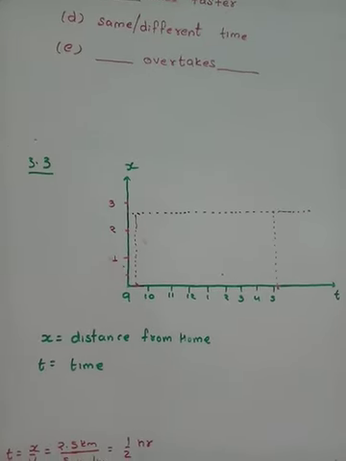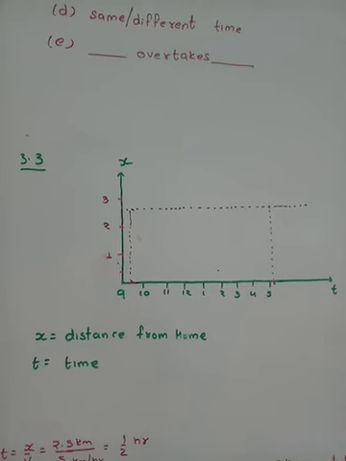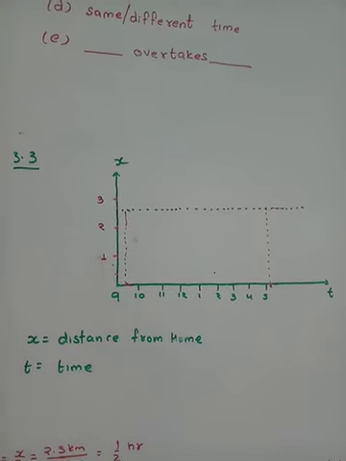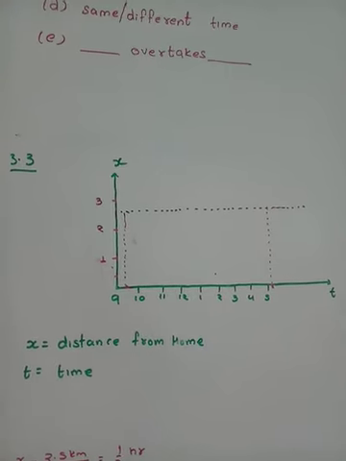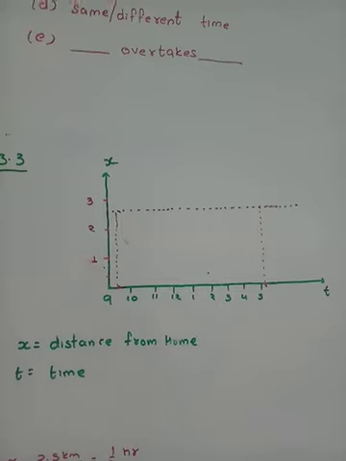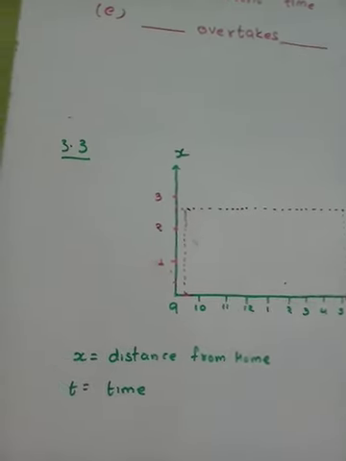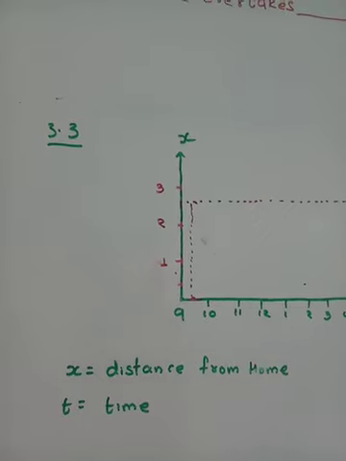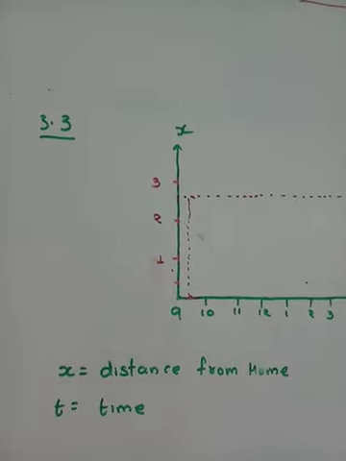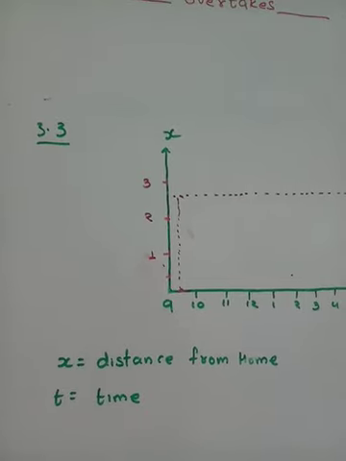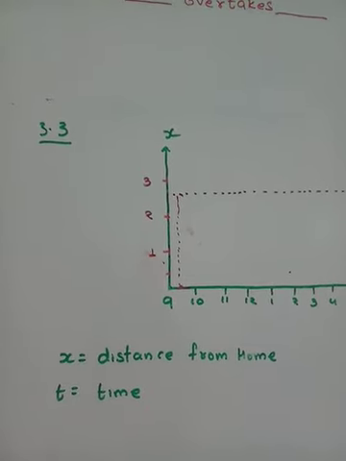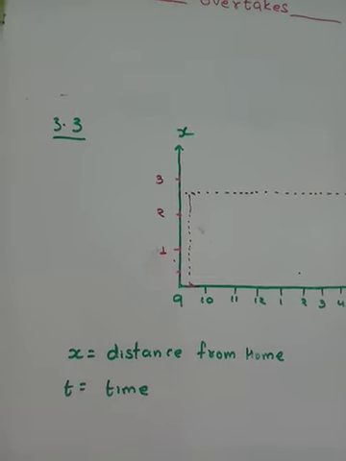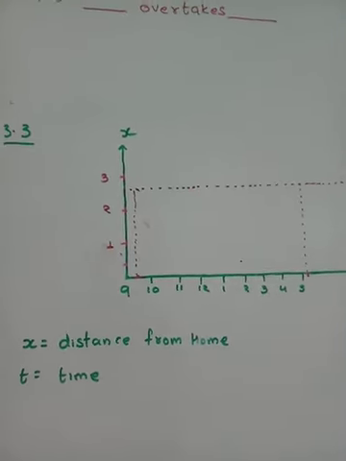Coming to question 3.3, it is again a graph based question, and first you have to decide what scale you have to draw on the graph. There's a woman who is going to the office. She starts at 9 o'clock, so our graph will also start at 9 o'clock. Okay, now what is the x-axis? X is the distance from home, and t is the time which she is taking from home to the office, sitting in the office, and then again going back to home.